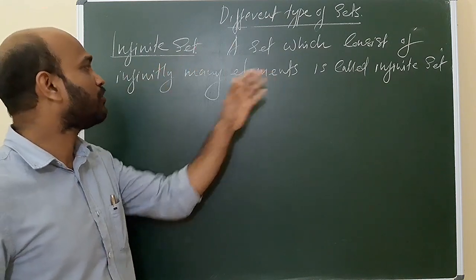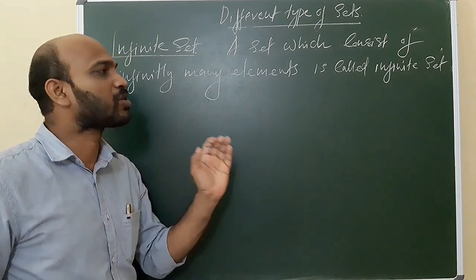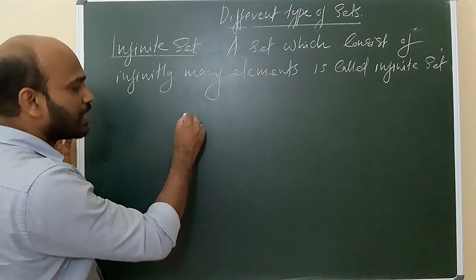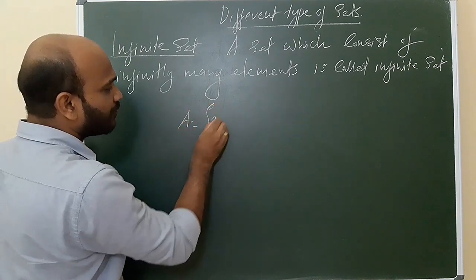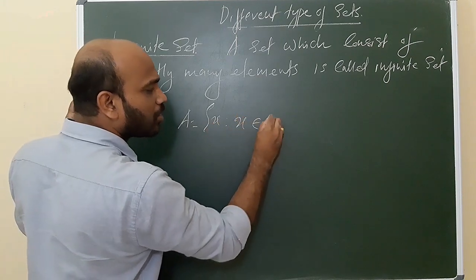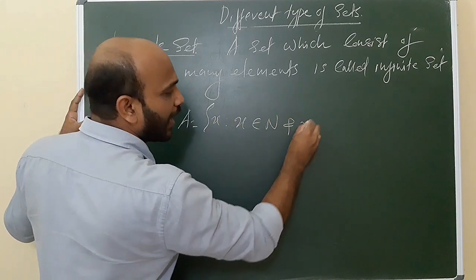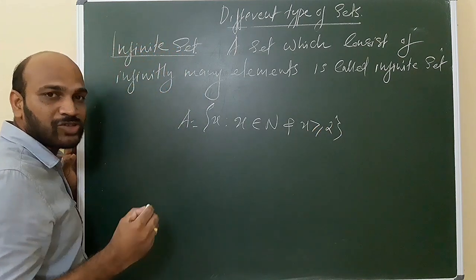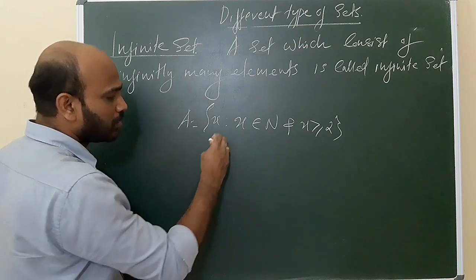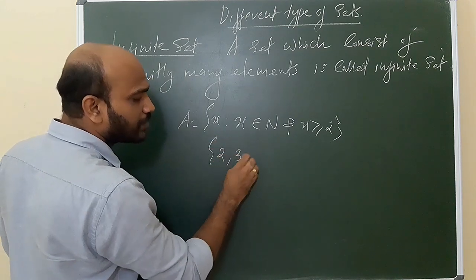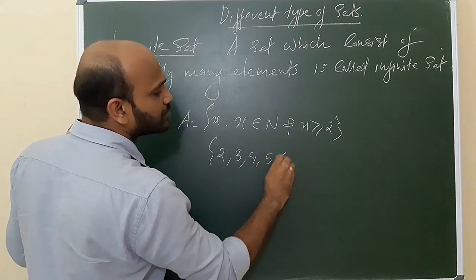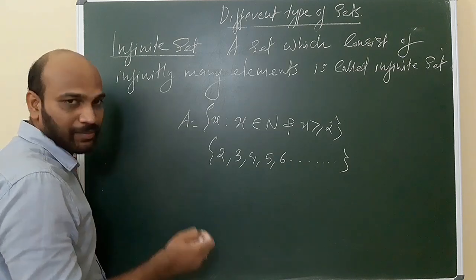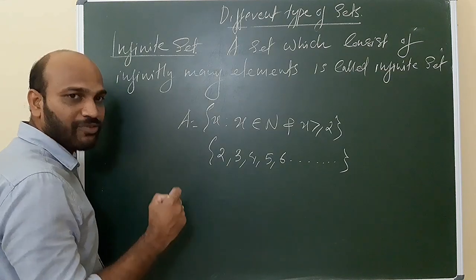A set which consists of infinitely many elements is called an infinite set. There should be infinitely many elements. For example, A equal to the set of all x, x belongs to N, and x greater than or equal to 2. That means you have to write all natural numbers greater than or equal to 2. So we can write like this: 2, 3, 4, 5, 6, etc. How many elements are there? There are infinitely many elements. So this is an example for an infinite set.